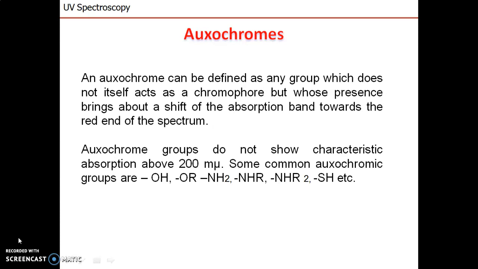What is an auxochrome? An auxochrome is not a chromophore, but it is responsible for shifting the wavelength towards the longer region. An auxochrome can be defined as any group which does not itself act as a chromophore, but whose presence brings about a shift of the absorption band towards the red end of the spectrum. Auxochrome groups do not show characteristic absorption above 200 nanometer. Some common auxochromic groups are OH, OR, NH2, NHR, NR2, SH, etc. So all these are auxochromes.